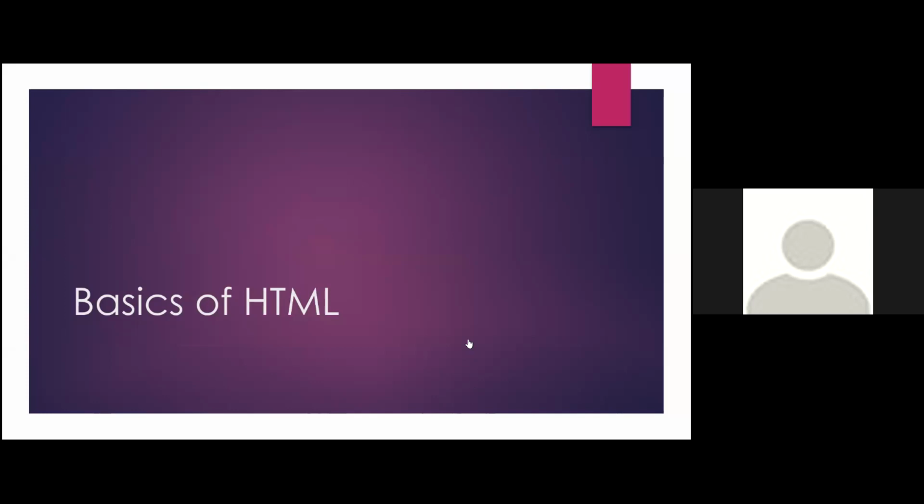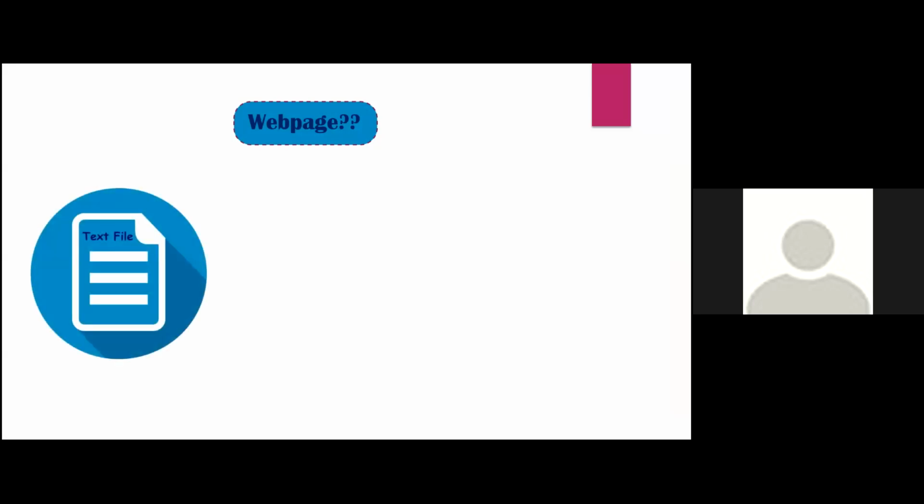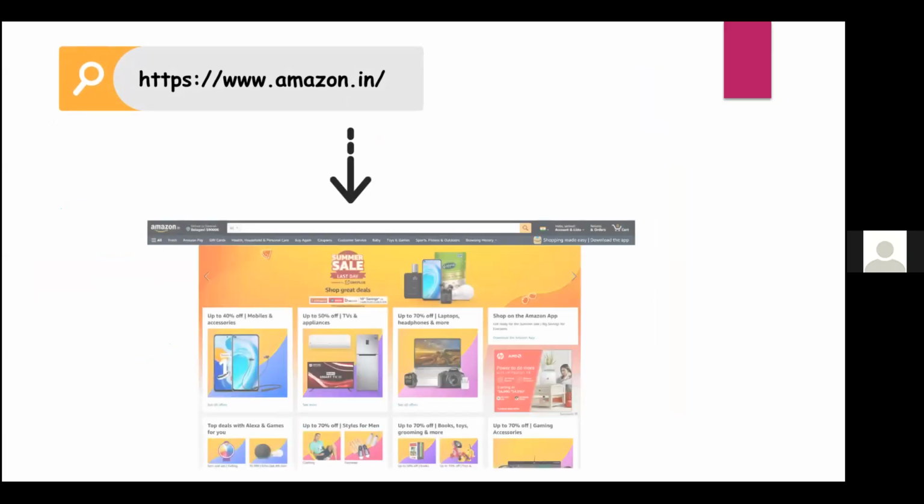We visit many websites every day. But what exactly is a website? Before we talk about the website, we need to understand what a web page is. A web page is a text file consisting of codes. Suppose if you open the Amazon website, the first page you will see is the home page.